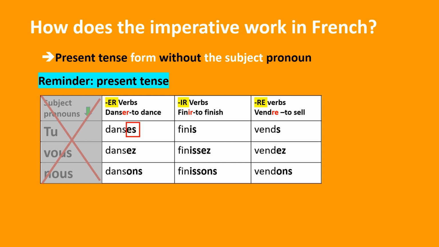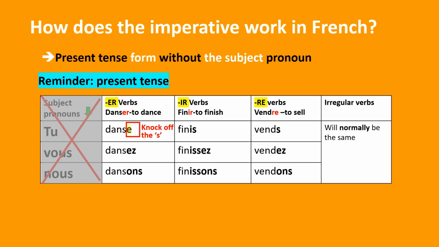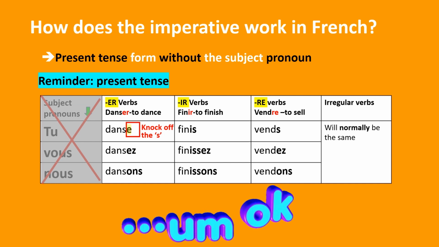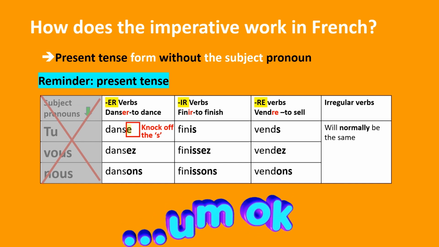One little thing to remember, however, is that for er verbs, the tu form, the second person, you will need to remember to get rid of the s. Knock off the s. There's no impact on pronunciation, but it's something you need to remember in writing, for example. Finally, irregular verbs will be the same as they normally are in the present tense. I said normally because there may be some exceptions.